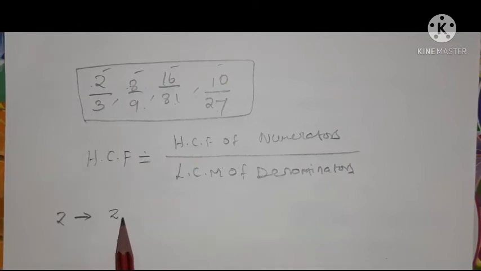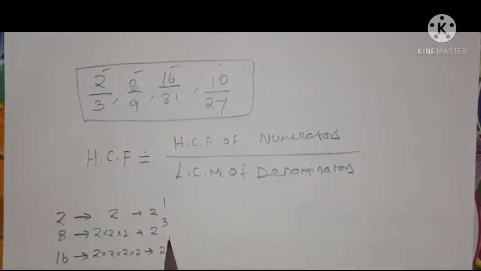So 2 is only 2, let it be. Next, 8. So 2 can be written as 2 power 1, where 8 can be written as 2 into 2 into 2, so 2 power 3. Where 16 is expressed as 2 into 2 into 2 into 2, that is 2 power 4. Where 10 can be expressed as 2 into 5, which can be written as 2 power 1 and 5 power 1.